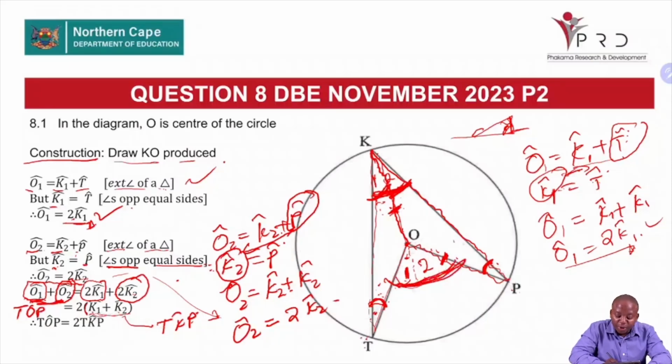So in a space of K1 plus K2, we can say it's TKP. And in a space of O1 plus O2, it is TOP. So now we have proven that angle TOP is equal to 2 times angle TKP. So to prove this, we needed to draw a construction for us to be able to create the triangles that we can work with. So to prove this theorem, we need to work with triangles. For this revision, I will only focus on the first methods that are utilized there. However, we can still use the angles in a triangle as supplementary.